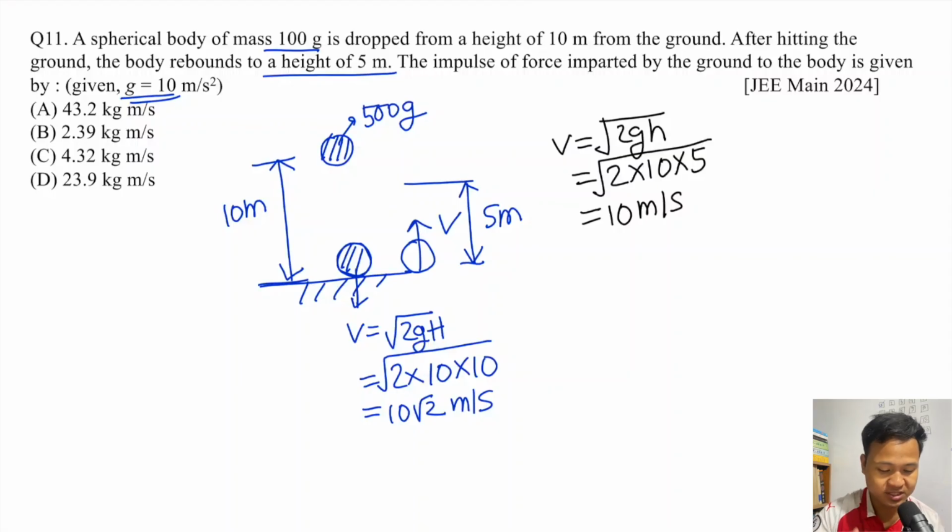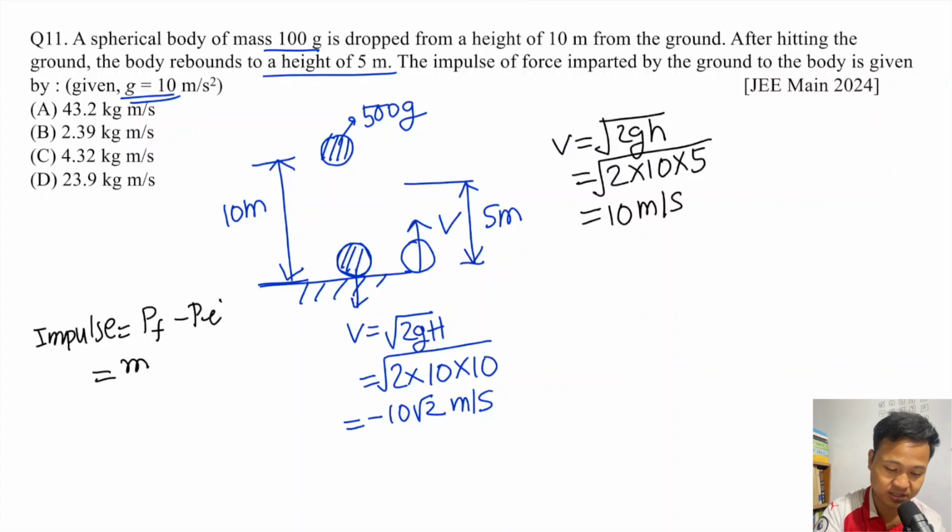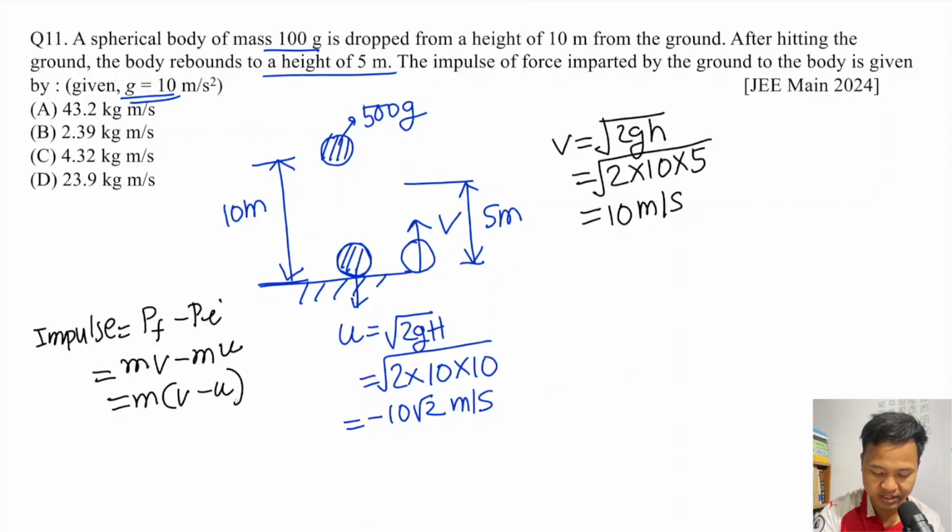The question asks for impulse, which is the change in momentum, right? Velocity has a sign. So this is going downward, so minus you can put it. So what is the change in momentum? So we know that impulse is what? Impulse is the change in momentum. So P final minus P initial. So which is M into V final minus M into U, the initial velocity. So therefore I will have here MV minus M into U. So therefore M into V minus U.